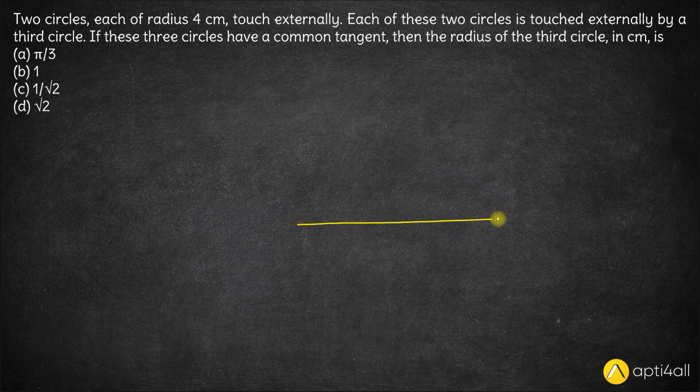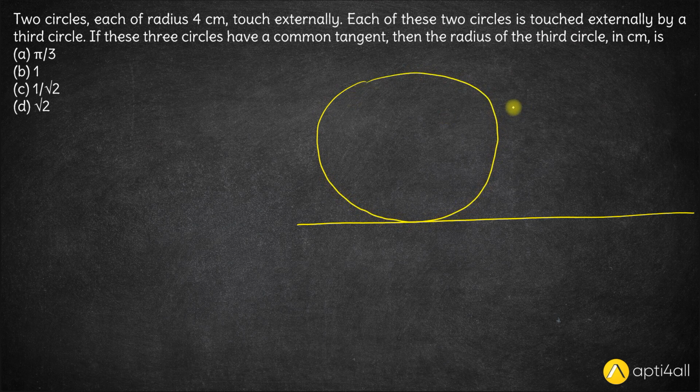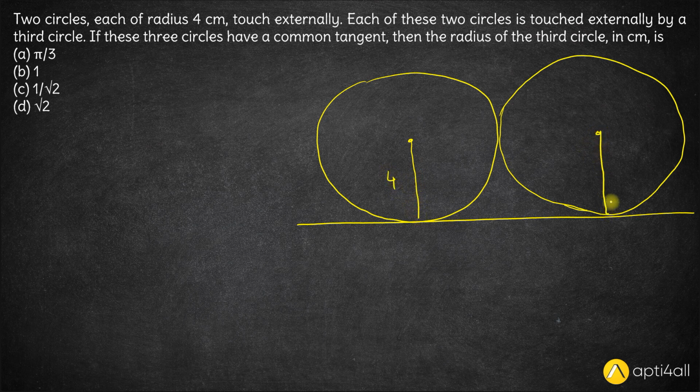Let's say this is the common tangent. One of the circles is, let's say, this, and this is the other circle. Both these circles have radius 4, and they touch each other externally at this point. Now there is a third circle which touches both these circles externally and also has the same common tangent. So the third circle can be drawn like this. This will be the third circle, and we have to figure out its radius.